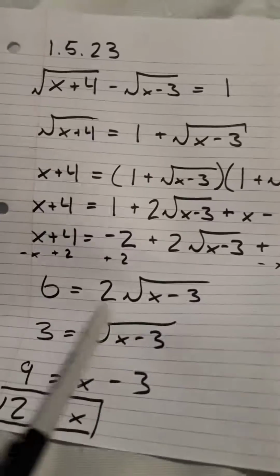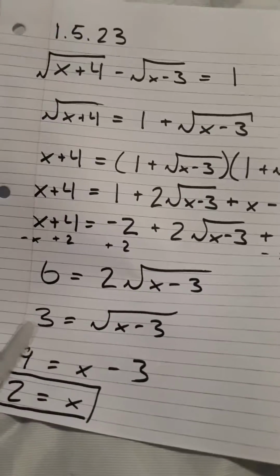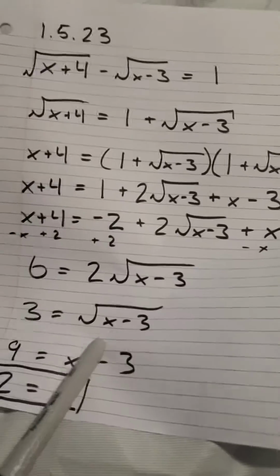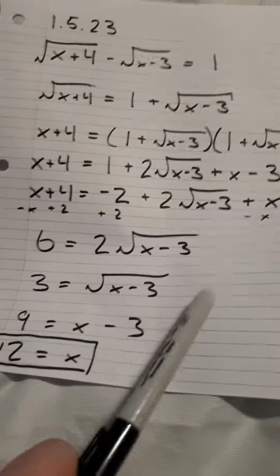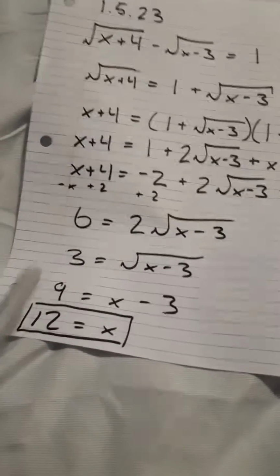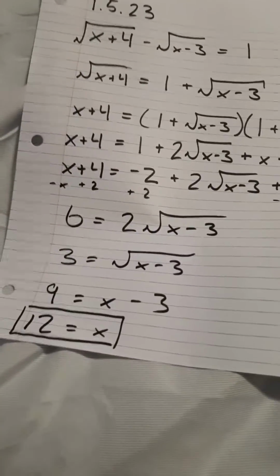Then to get this by itself, I divided both sides of the equation by 2. Canceling the 2 here, 6 divided by 2 is 3, to isolate just again that radical by itself. Once I'm there, I can square both sides of the equation. This cancels the radical, I get x minus 3 equal to 9. And then again, just adding 3 to both sides, 12 comes out to be the answer.